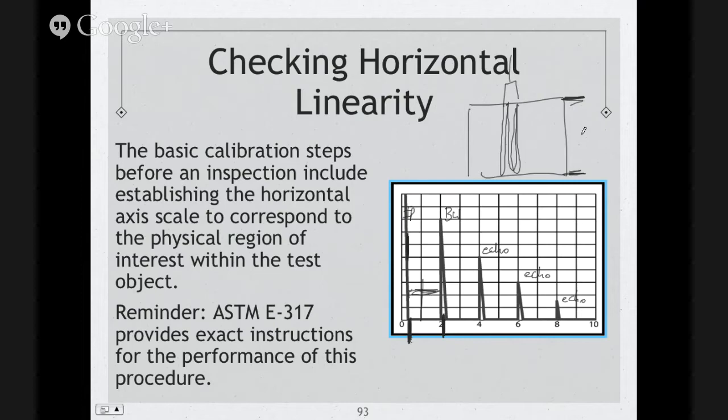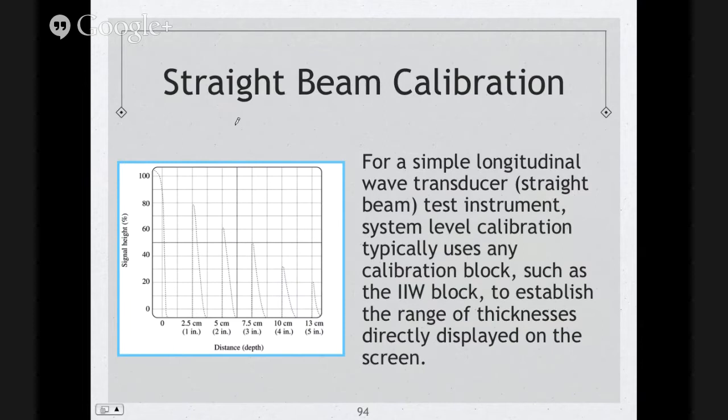Straight beam calibration. So for simple longitudinal wave transducers, again, we're taking a piece of material, putting the transducer on it and sending a wave to the other end and having it come back. We're shooting a longitudinal wave. It's not a shear wave, we're not shooting at angles, we're shooting at 90 degrees. System level calibration typically uses calibration blocks such as the IIW block to establish the range of thickness directly displayed on your screen.